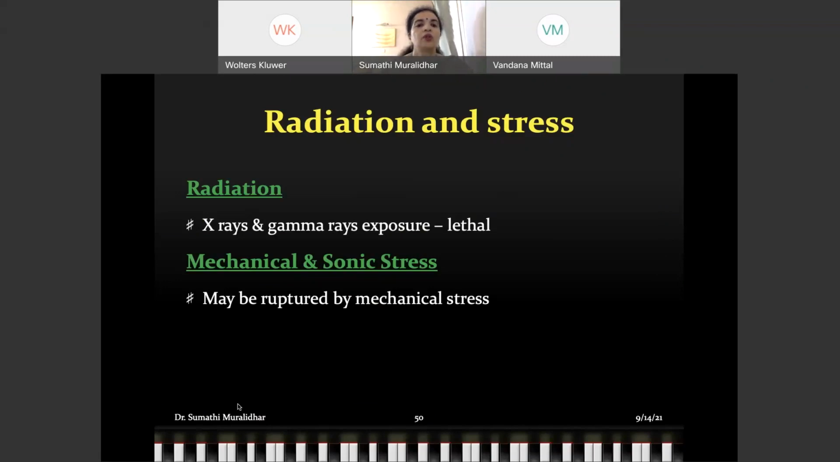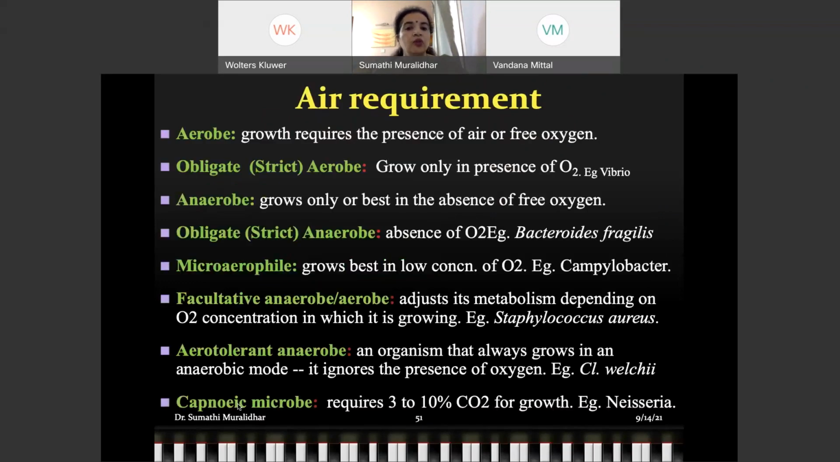Now, a very important aspect, the air requirement, the oxygen requirement of bacteria. So you have various categories of bacteria depending on the requirement of oxygen. These are the various categories. This can be a question in your theory exams. You could be asked about this in your viva. So please remember the aerobic and anaerobic organisms are very, very important. This is an important part of the topic.